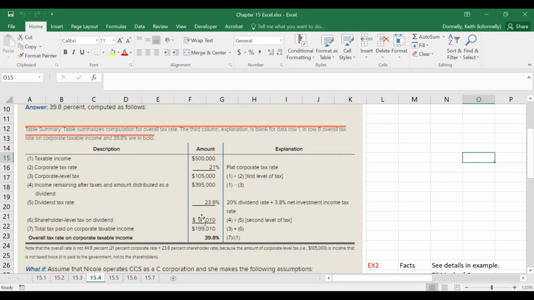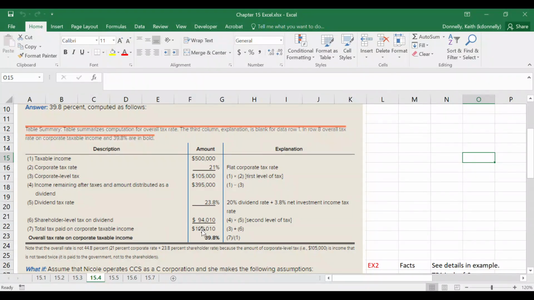So if we added those together, it's going to be 199, right? So on the 500, 105,000 is tax 1, 94 is tax 2. Add them up, there we go.